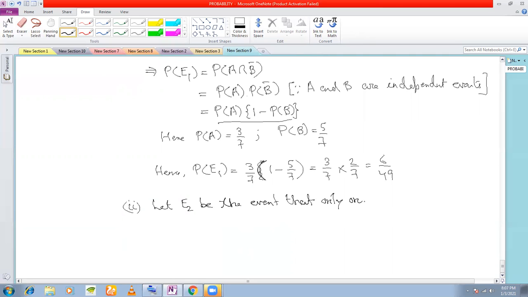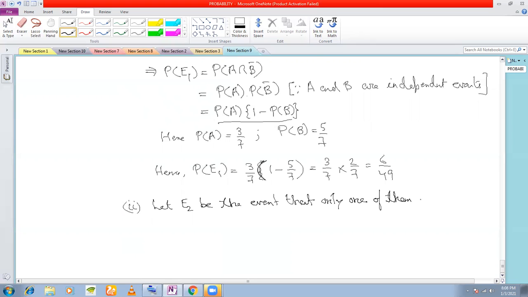Sir, in the first case, A will pass, but B will not pass. And in the second case, A does not pass but B passes. They must be mutually exclusive, right? Yes, sir. Because if one occurs, the other cannot occur. If A passes and B fails, this is one possibility. And if A fails and B passes, that is a different possibility. They cannot occur together, right? So they are mutually exclusive.